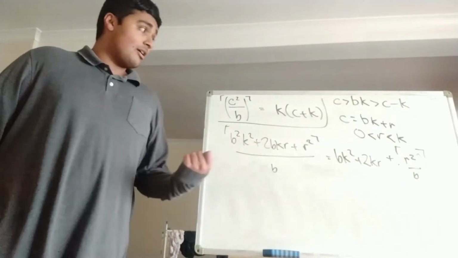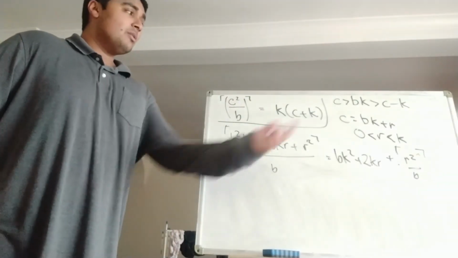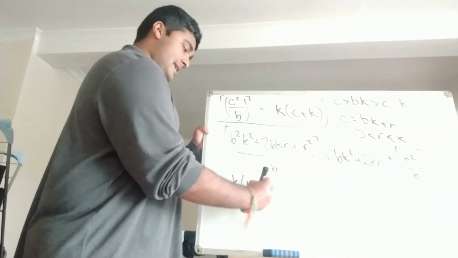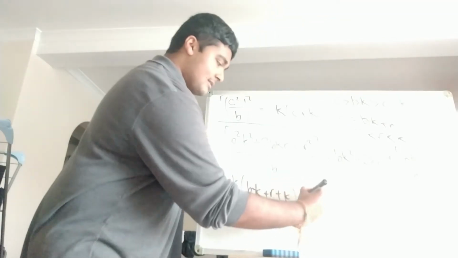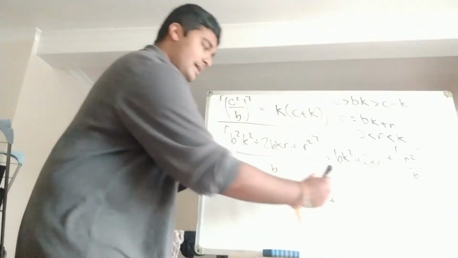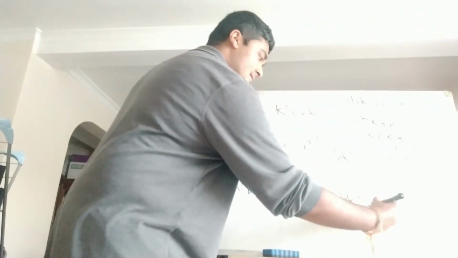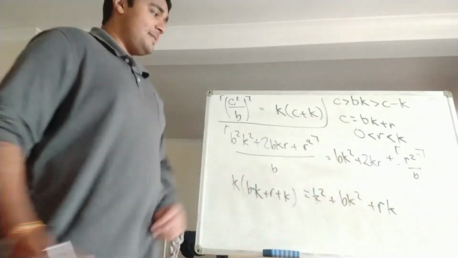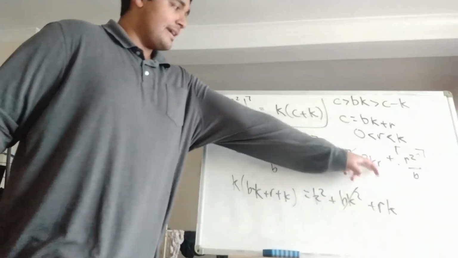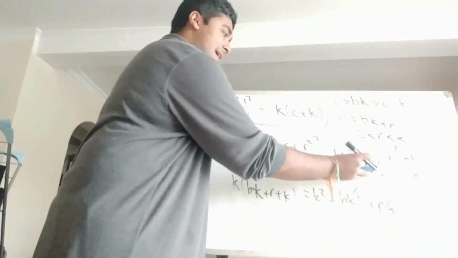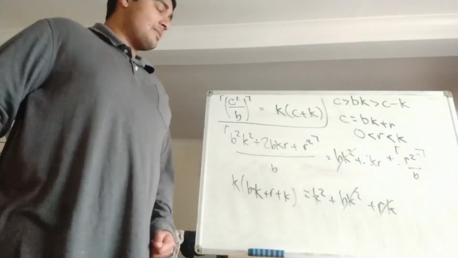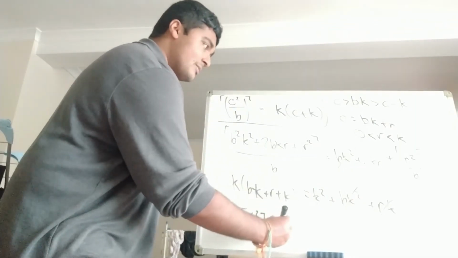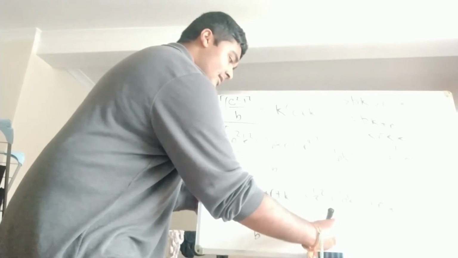So that's our left hand side, and our right hand side is k times c plus k. Well, just plug in what we have for c. We get k times bk plus r, plus k, like so. So this is just k squared plus bk squared plus rk. If we collect like terms, notice that this bk squared is similar to this bk squared, so we can cancel that. And this 2kr, well, we can get rid of this kr from here, so we get kr plus r squared over b equals k squared. Rearranging this gives us r squared over b is equal to k squared minus kr, like so.